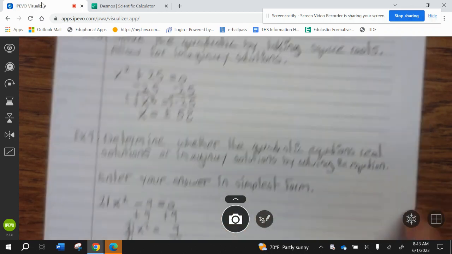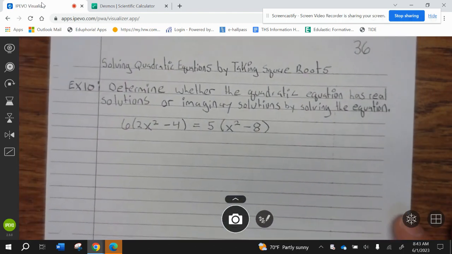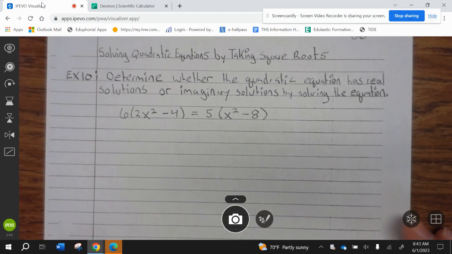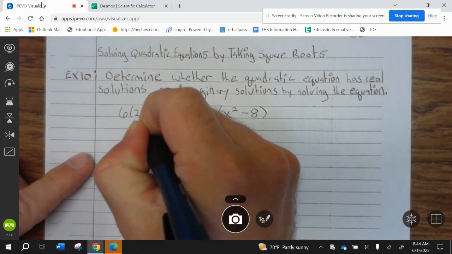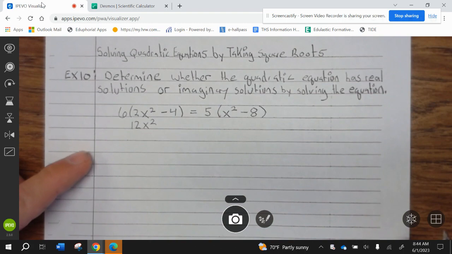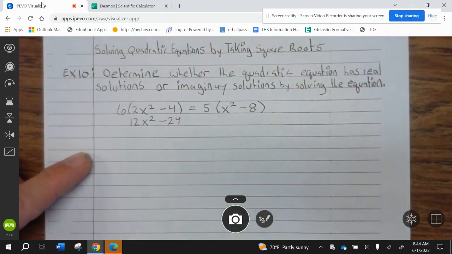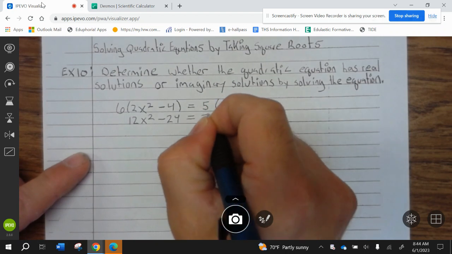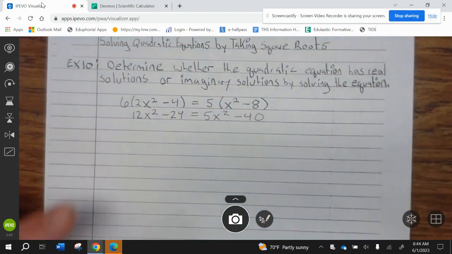All right, let's take a look at the next example. I believe it's the last example. Example 10. Determine whether the quadratic equation has real solutions or imaginary solutions by solving the equation. Okay. So first things first, we need to distribute the 6. So that's 12 x squared minus 24 equals 5x squared minus 40.